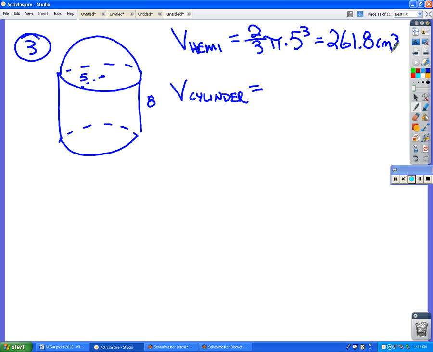Okay, and that's cubic centimeters. Then the volume of a cylinder, we've done that before also, pi r squared h. So that's going to be pi times 5 squared times 8. So you can just do that straight on your calculator.